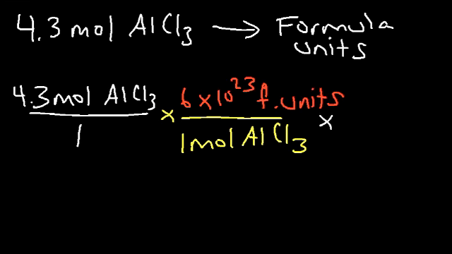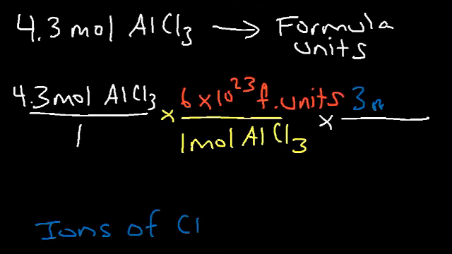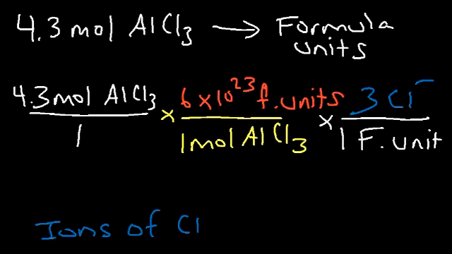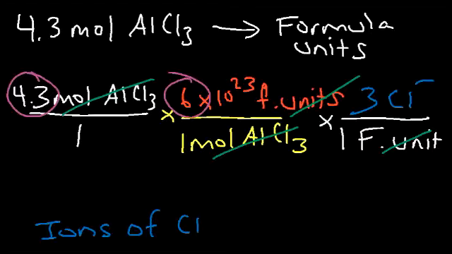And if we want to find ions of chlorine, we can multiply this by 3. There's 3 chloride ions for every 1 formula unit. So these units cancel and those units cancel. But first, let's find out how many formula units we have. So let's multiply 4.3 times 6. And then afterward, we'll multiply that answer by 3 to see how many ions of chlorine are there.